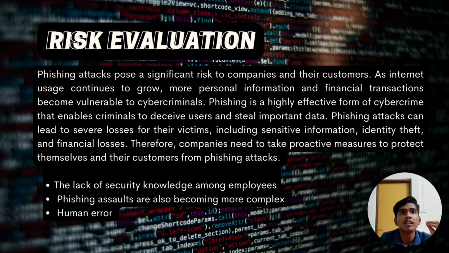Second, increasing complexity of phishing attacks. Phishing attacks are becoming more advanced and sophisticated, making them harder to detect. It's crucial for companies to stay updated on the latest trends and employ advanced security solutions to prevent these attacks. Third is human error. Employees can unintentionally fall for phishing scams due to human error, leading to data breaches and financial losses. Strict security protocols, authentication procedures, and email filtering systems can help reduce the risk of human error.